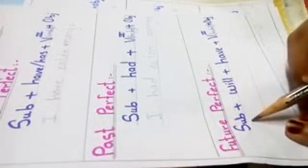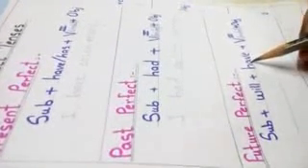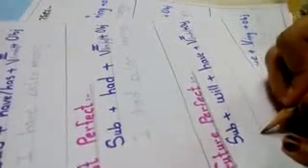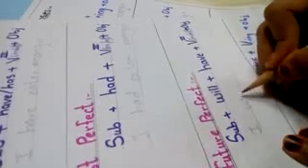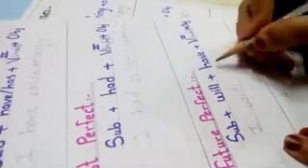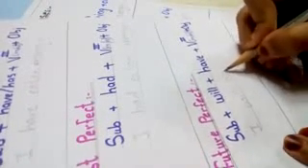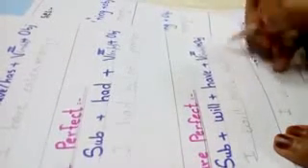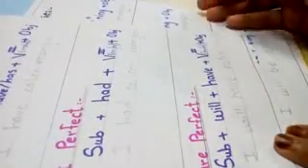Future perfect. For future perfect, the formula is subject plus will plus have plus V3 plus object. Again same example. I will have. Eat will turn into eaten. That is V3. I will have eaten mango.